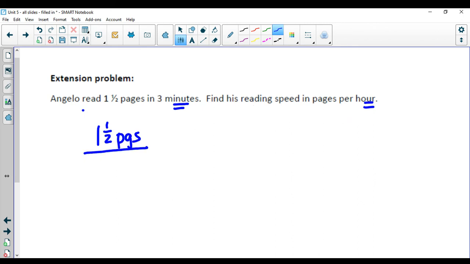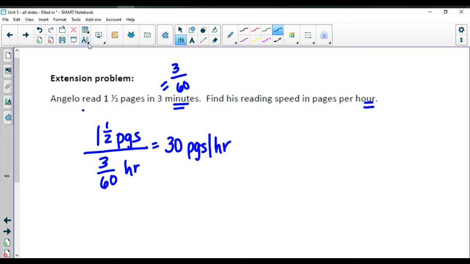So we know that this takes him 3 minutes. There are 60 minutes in an hour. So 3 minutes would be 3/60ths of an hour. So if we take 1.5 pages divided by 3/60ths of an hour, we get 30 pages per hour. So there's your extension problem. That wraps it up for this lesson.